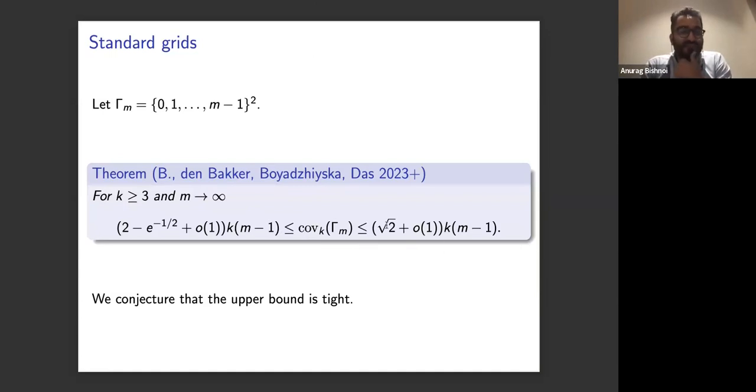And with the computer, we could check for many values that you can always find an optimal cover using slope minus 1 horizontal and vertical lines. So it seems reasonable to us, at least, that this should be the correct bound, but we don't know how to improve the lower bound.